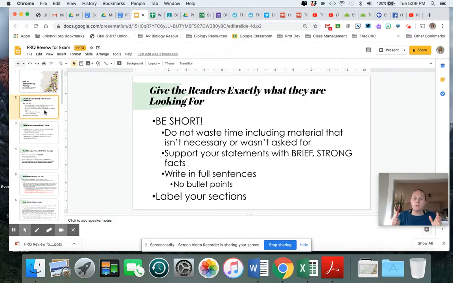So don't include material that isn't asked for. Don't just vomit everything you know about a subject like cell respiration. If the question has to do with cell respiration, answer the specific question. Don't regurgitate everything you know about glycolysis and the electron transport chain. Just answer the question and focus on the question. Keep your statements brief and strong.